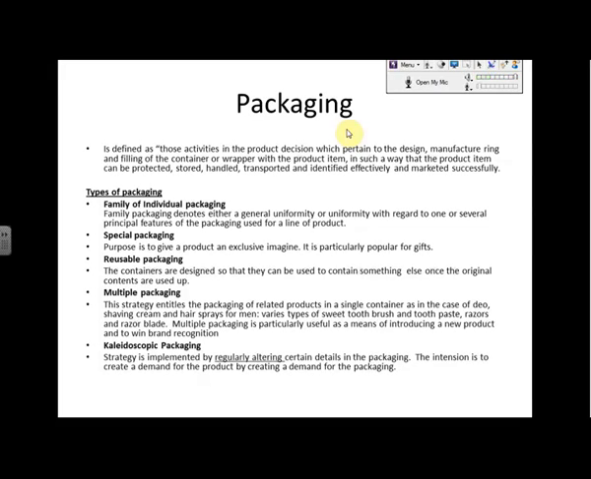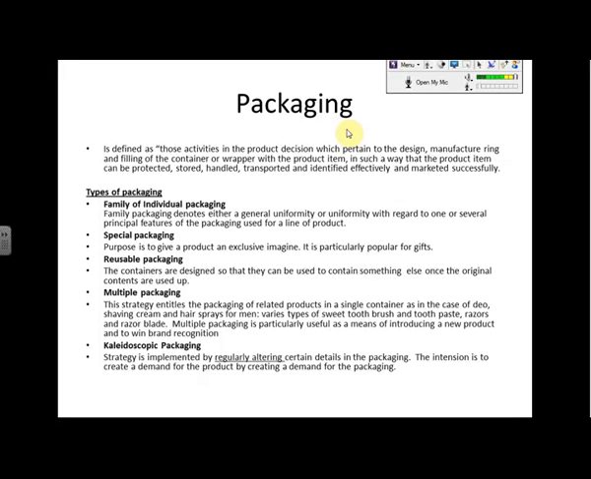Types of packaging, we have got a number. The first one is what is known as family or individual packaging. Family packaging denotes either a general uniformity or uniformity with regard to one or several principal features of the packaging used for a line of products. And then we have what is known as special packaging. The purpose is to give a product an extensive image. It is particularly popular for gifts. Hence, you find that gifts normally carry their own packaging to give them that special image.